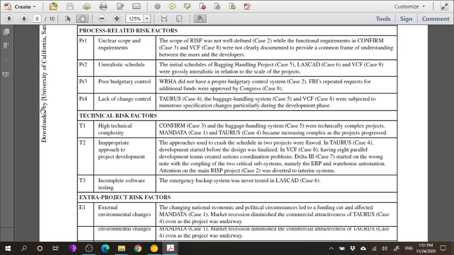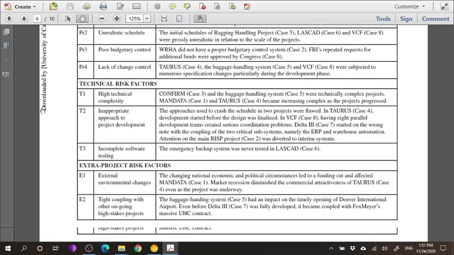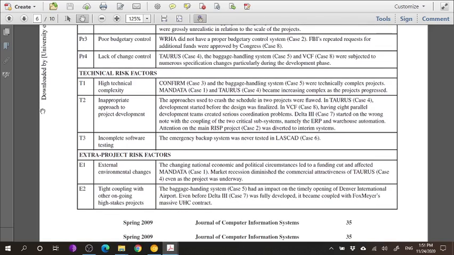So the process-related risk factor number 4 is lack of change control. In the Taurus case 4, the baggage handling system case 5, and the VCF case 8, they were all subjected to various changes during the development phase. This is a terrible idea. Once you've defined what the scope of a project is going to be, you stick to it. Otherwise, what happens is referred to as scope creep. You constantly add new features while the old ones are already being worked on.